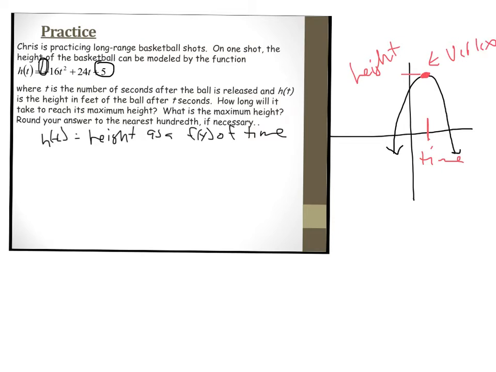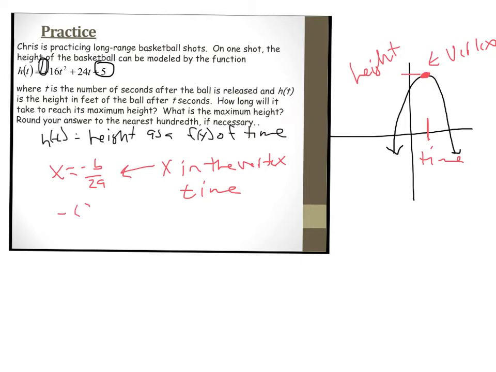And so how do we find the vertex of a parabola algebraically? Well, we have the formula where x is equal to negative b over 2a. This is the axis of symmetry. It is also the x in the vertex. Okay? So this is going to represent our time. So let's do that first.